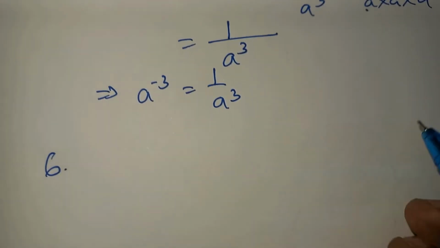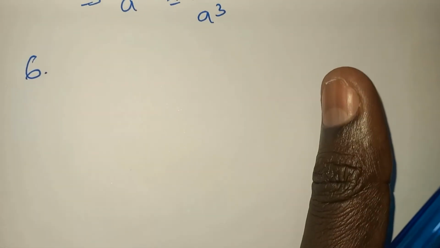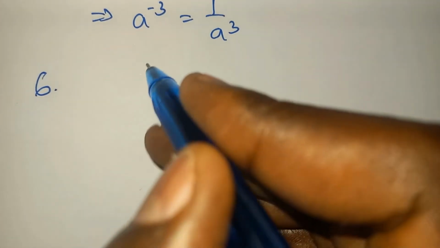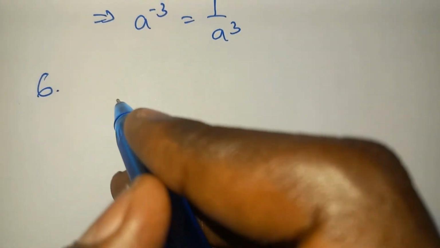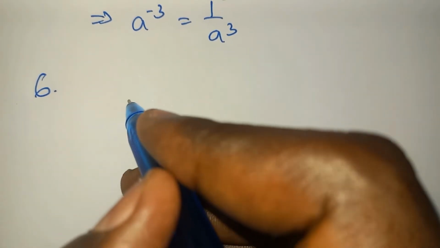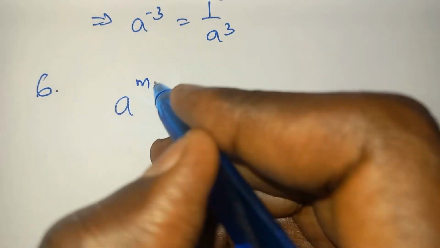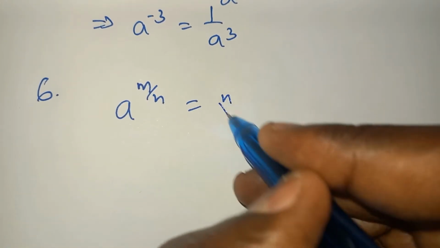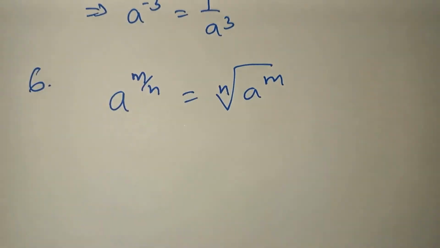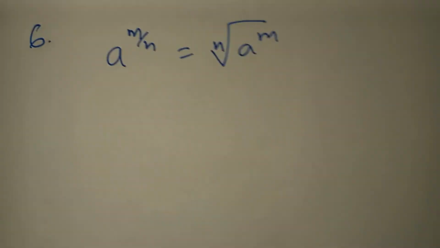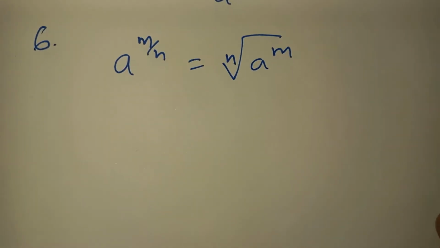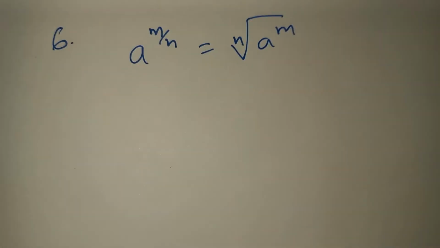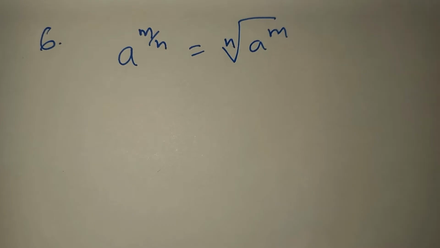Now, let's look at the next rule, which is called the fractional index rule. What does it say? The fractional index rule says that a raised to power m over n is the same as nth root of a raised to power m. Now, how do we demonstrate this? Now, let's try to demonstrate this.